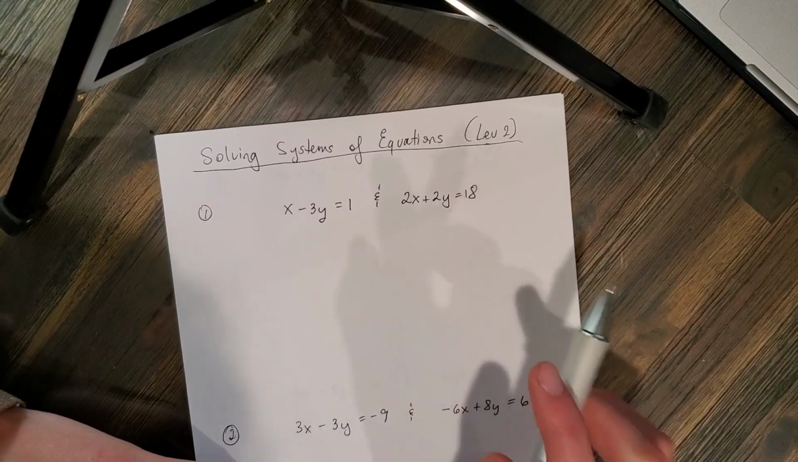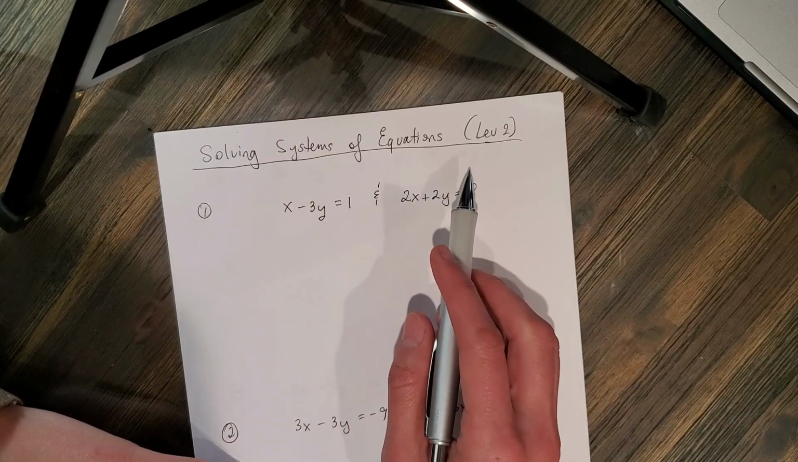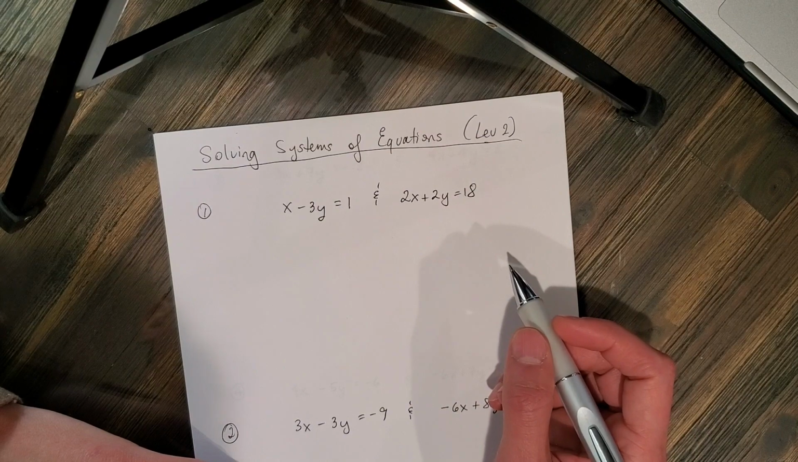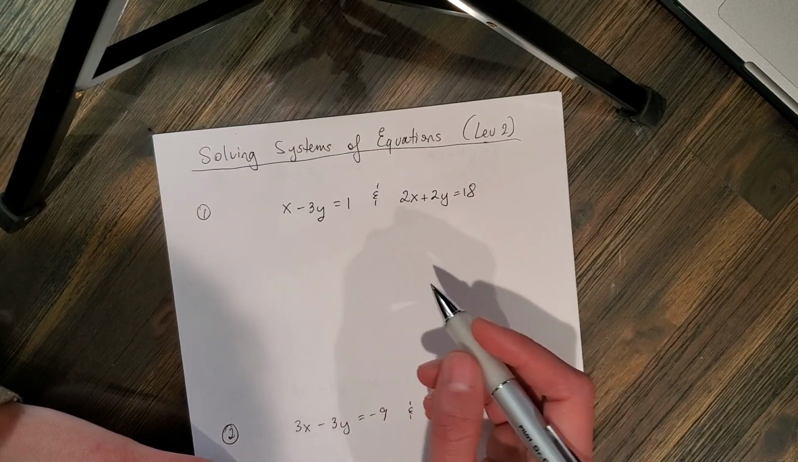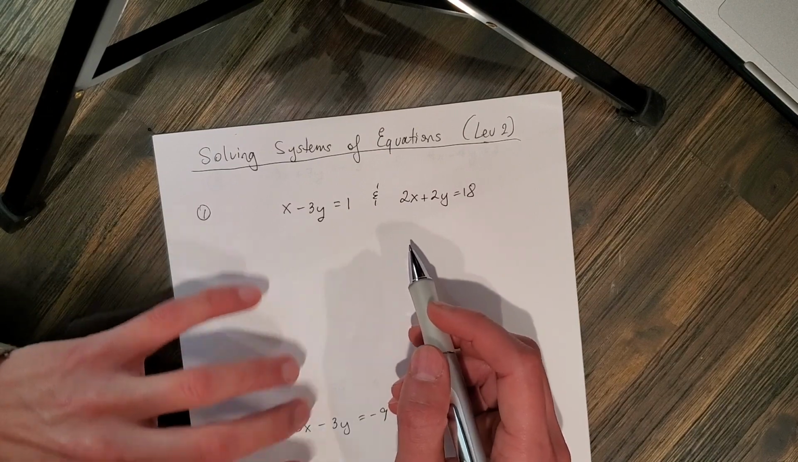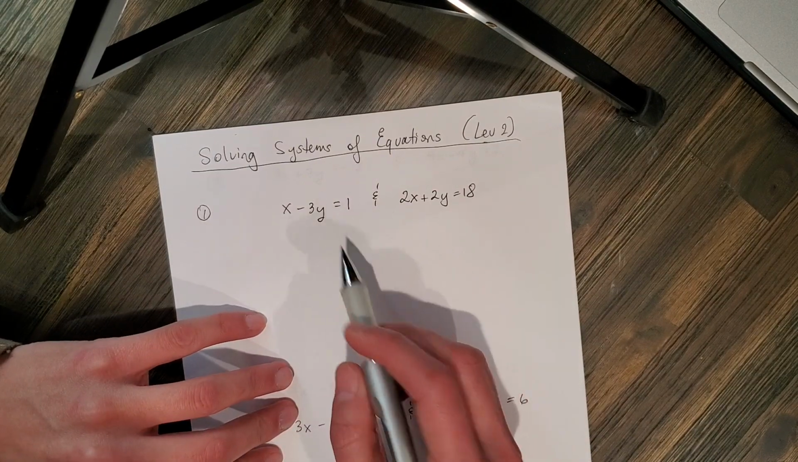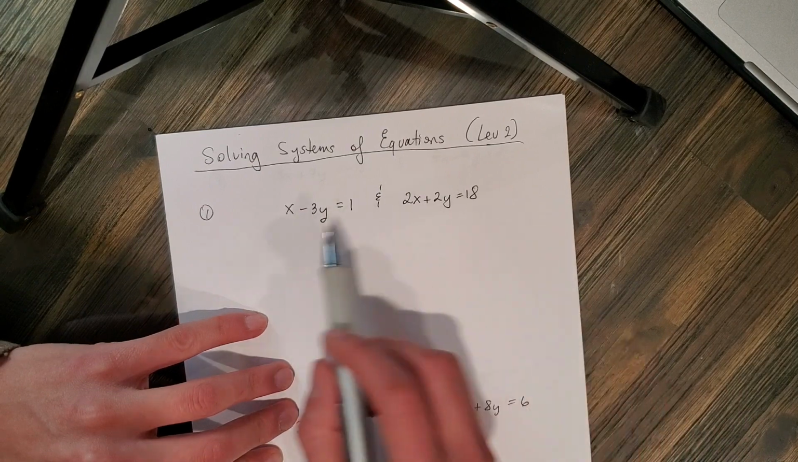All right, ladies and gentlemen, solving systems of equations, level 2. Okay, so this is the continuation of what we were doing on the last lesson, except now we have to multiply both equations. Okay, now let's take a look here.